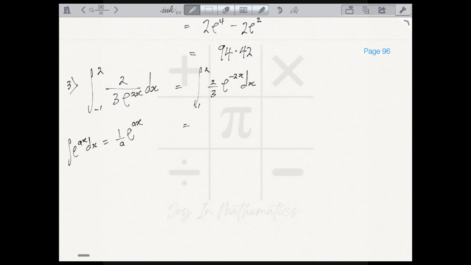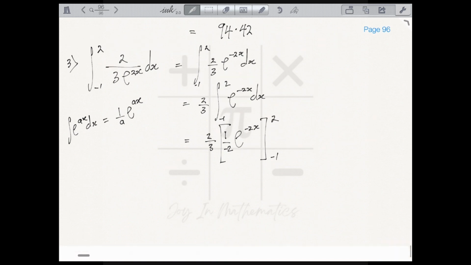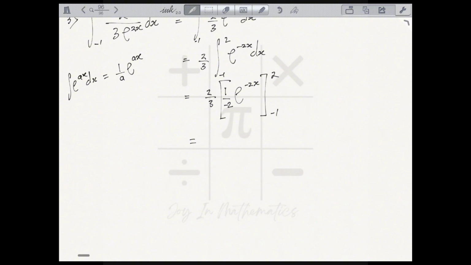So we can bring our constant out, from minus 1 to 2 of exponential minus 2x dx. And integrating this, we will have 1 over minus 2, because a is minus 2, exponential minus 2x, from our limit of minus 1 to 2. Now let's multiply out. Therefore, this will give us minus 1 over 3 exponential minus 2x, from limits of minus 1 to 2.